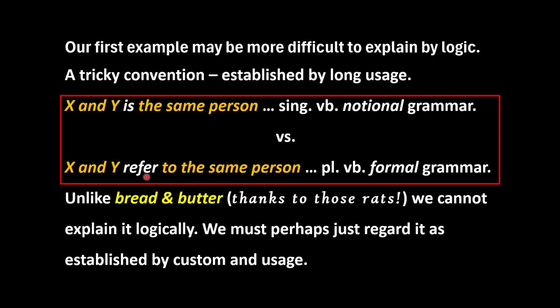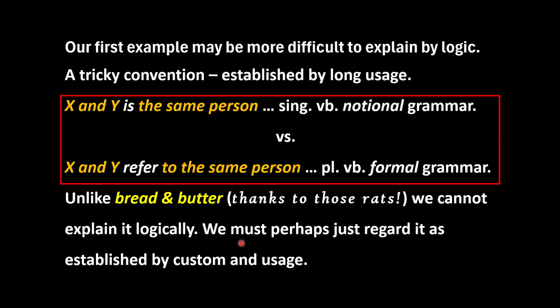X and Y refer to the same person. Here X is a name, Y is a name. X is a different noun, Y is a different noun, and we are using the formal grammar and using plural verb. But the logic is difficult to explain. So unlike bread and butter, thanks to those rats, thank the rats because they made the understanding easy. But here we cannot explain it logically.